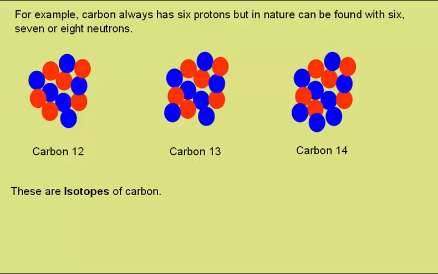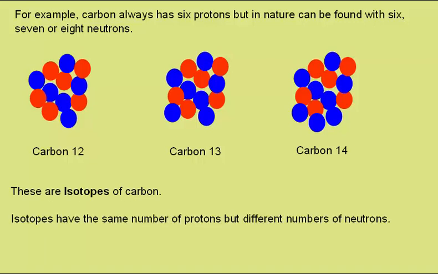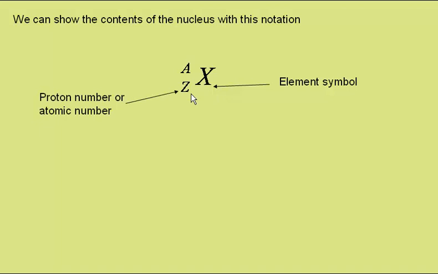These are called isotopes of carbon. Isotopes have the same number of protons, but different numbers of neutrons. We can show the contents of the nucleus with this special notation. The large letter here, sometimes we have a capital letter and a lowercase letter, is a symbol for the element. This number is the proton number, or atomic number. And this number is the nucleon number, or the mass number.